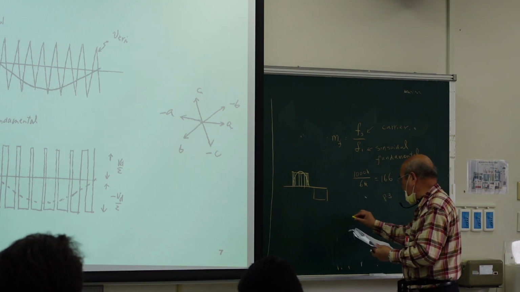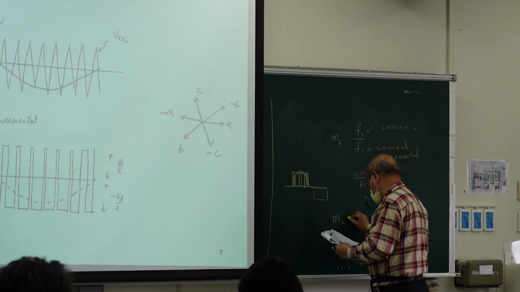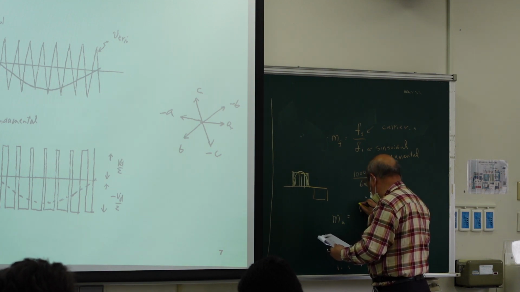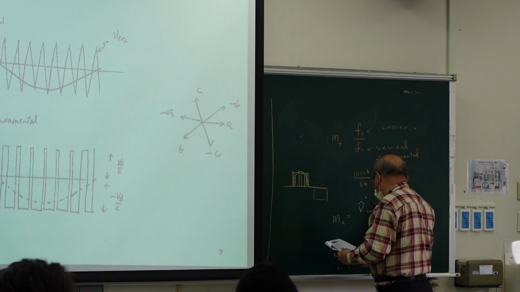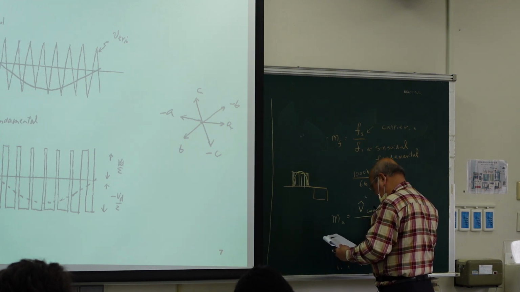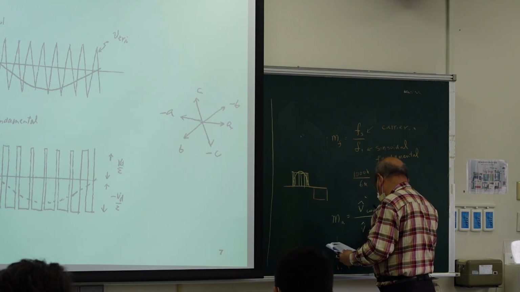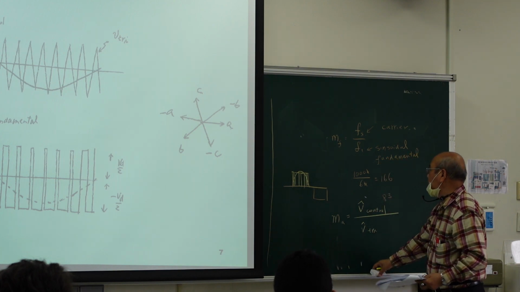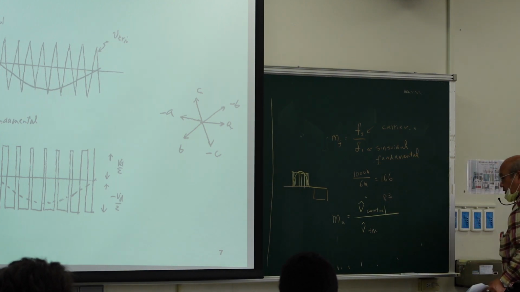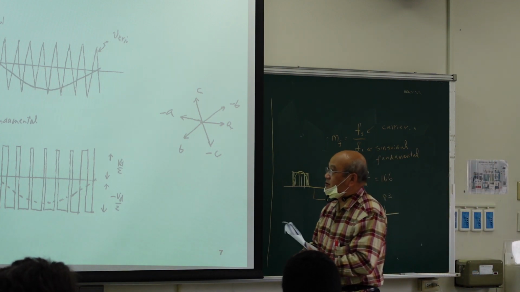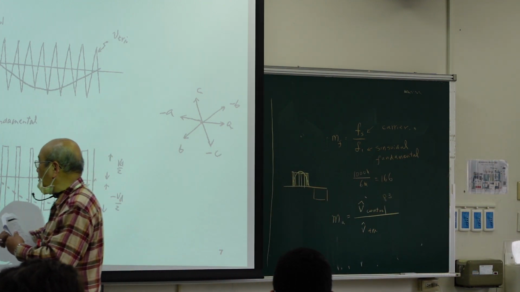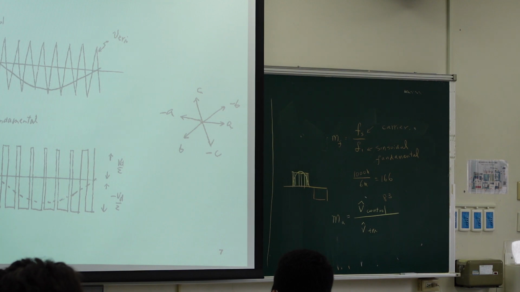How about another index we call MA? What is MA? It is the amplitude of the control divided by the amplitude of the triangular. So we compare the amplitude. So here, what is your triangular amplitude? It could be 1 volt, minus 1 volt. How about the amplitude of the sinusoid? 0.9, right?